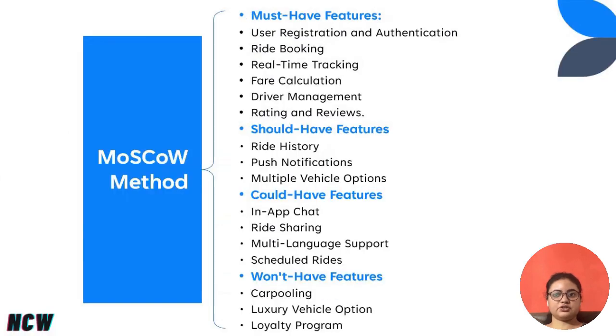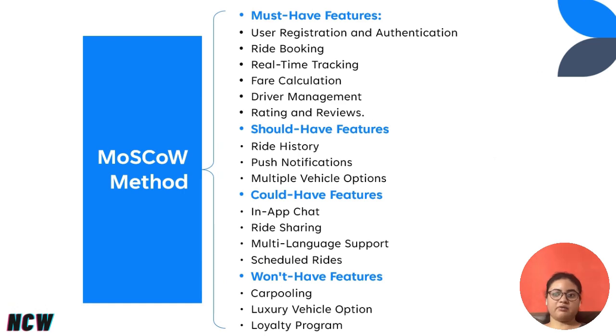It effectively manages your features and costing. MoSCoW means must have, should have, could have, and won't have features. You can categorize your taxi app's features in these 4 categories. On the screen, you can see we have categorized user registration, authentication, ride booking, real-time tracking, fare calculation, driver management, and ratings and reviews as must-have features.